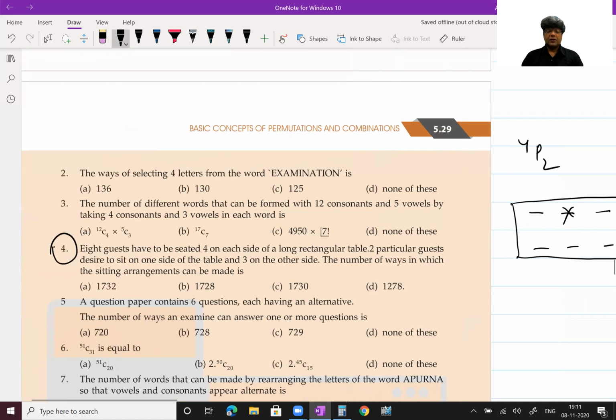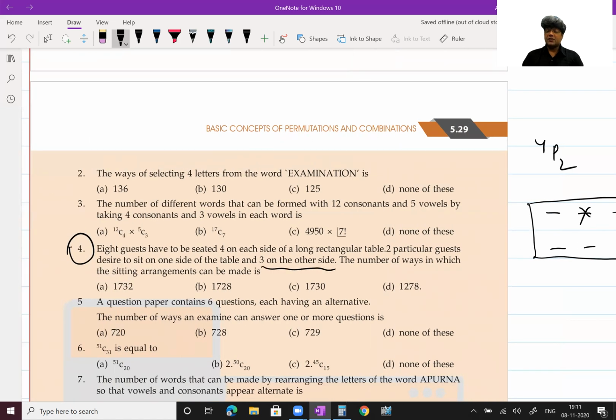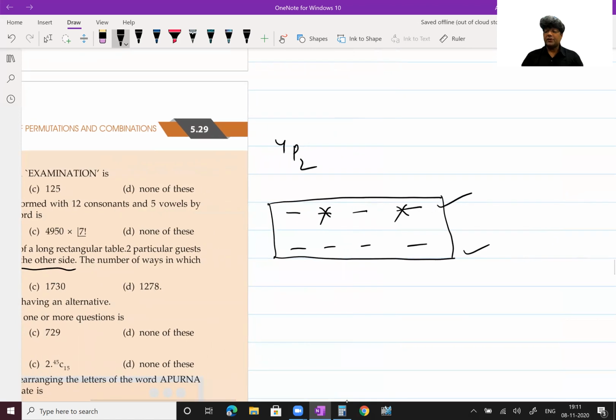Now 3 on the other side. So 3 will occupy on this side. How many seats? 4 seats. Out of these 4, any 3 will be occupied in 4P3 ways. So what will happen? 3 seats gone. Suppose these 3 are gone. So guys, how many are remaining blank? 1, 2, 3. And there is no restriction on these 3. That means anyone can go anywhere. That means the remaining 3 persons can be seated on these 3 remaining seats in 3P3 ways.